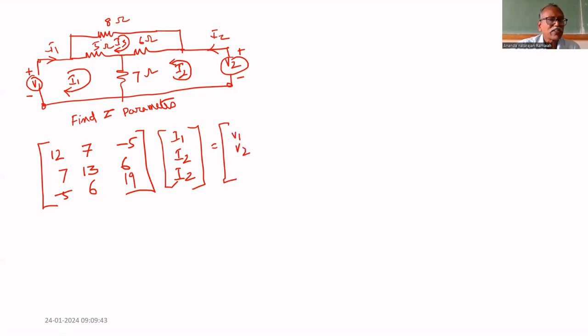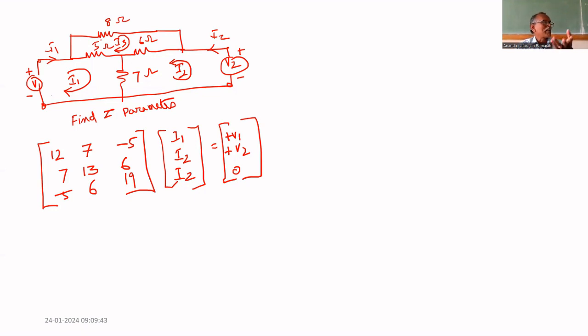V1, V2. In the first loop, along current direction, there is an increase in potential. That's why plus V1. In the second loop, along current direction, there is a rise in potential. That's why plus V2. No voltage source in the third loop. That's why 0. This is a special sum. That's why we are solving this way.